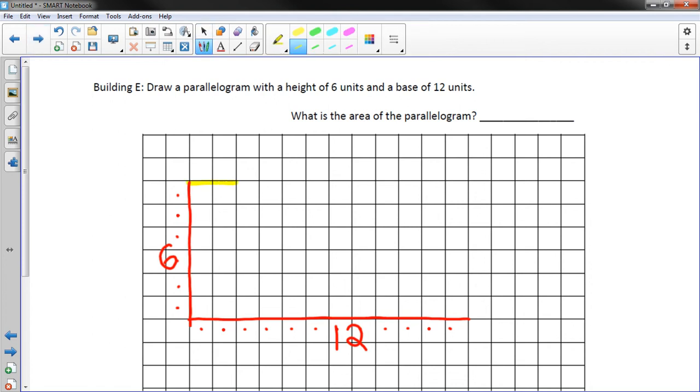And again, I'm imagining this rectangle. I'm going to do that first because it makes it a little easier for me. The corner of my parallelogram's here, and I'm going to move over 3 units this time. 1, 2, 3. So I have to add 3 units to the other side. 1, 2, 3.